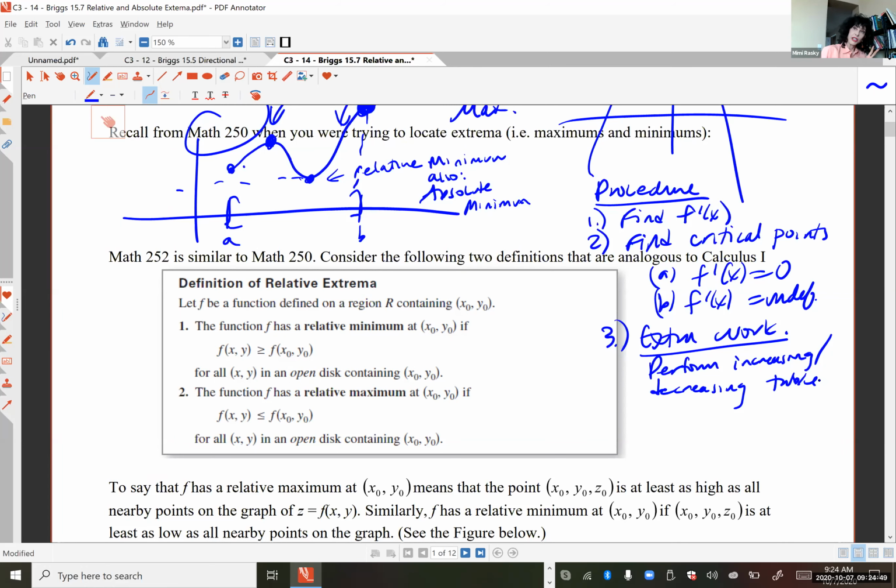And if it's decreasing before but increasing after, you have a min. That was my favorite way. Or you were able to do the second derivative test. So one of those two tests had to be performed in order for you to distinguish if you had a true relative extrema in hand, okay?